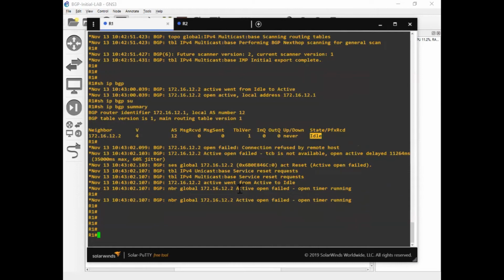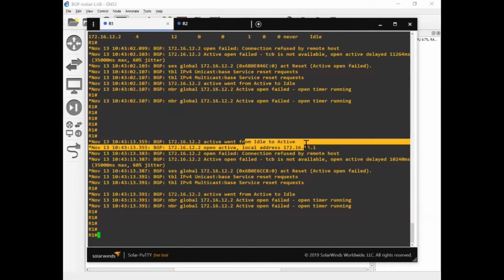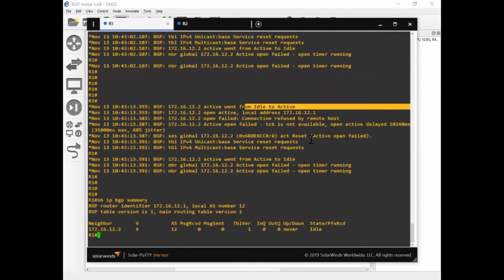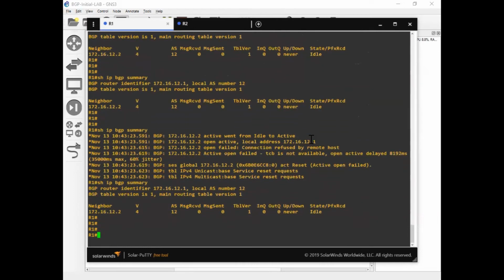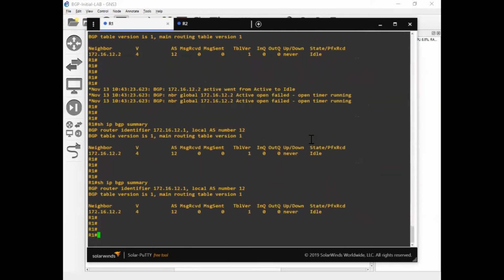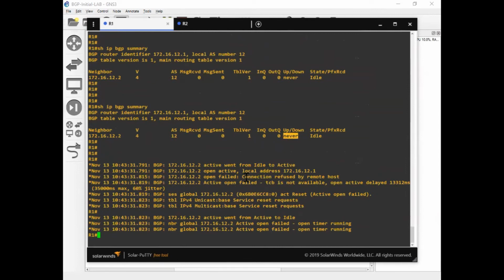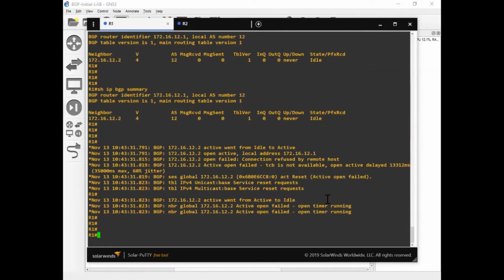And from idle, it is trying to connect and going to active, and active is getting failed. Can you see idle to active? So you can see idle to active, and maybe it is failing, and it keeps on checking those things. And here you can see it is never. Okay, again you can see active to idle, and it is resetting. Everything is going to happen over there.